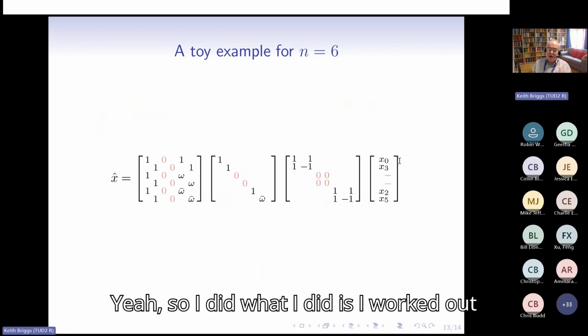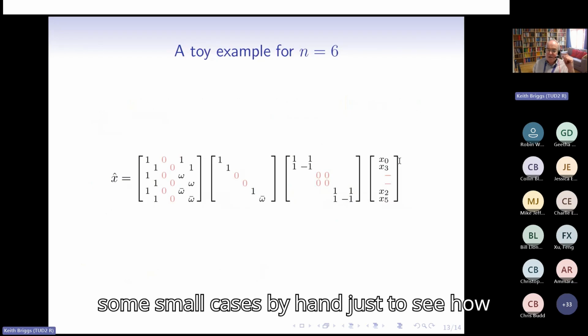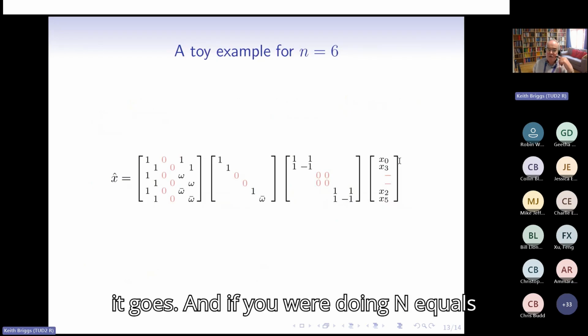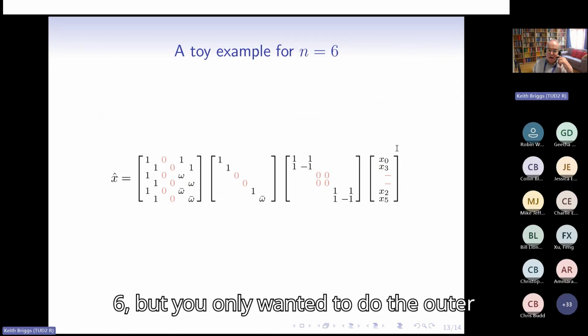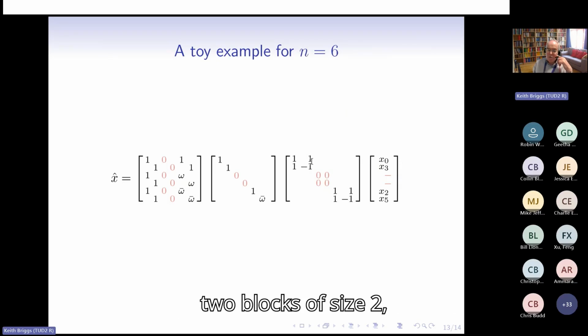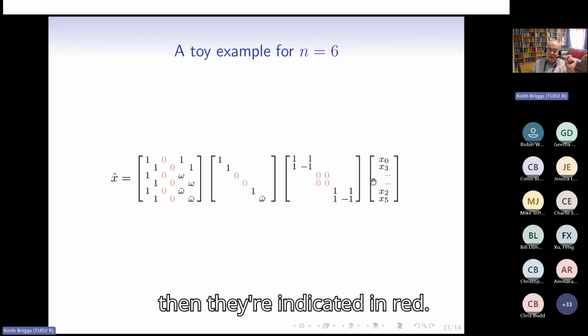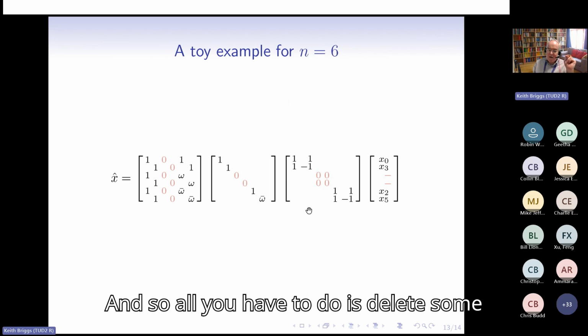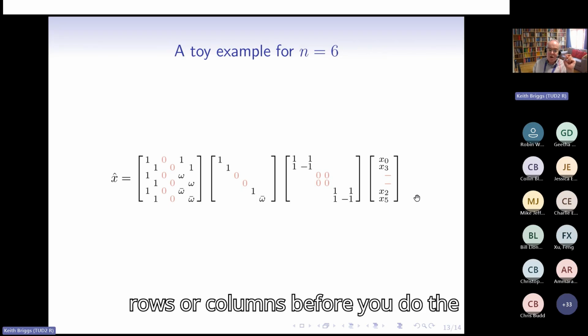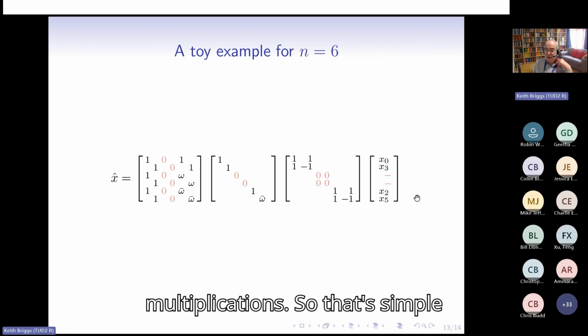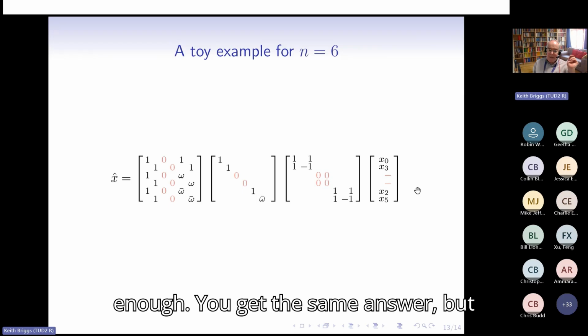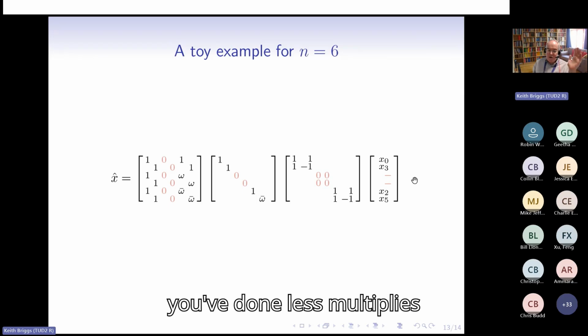Yeah, so what I did is I worked out some small cases by hand just to see how it goes. And if you were doing n equals 6, but you only wanted to do the outer 2 blocks of size 2, and the middle 2 were not for me, then they're indicated in red. And so all you have to do is delete some rows or columns before you do the multiplications. So that's simple enough. You get the same answer, but you've done fewer multiplies and additions.